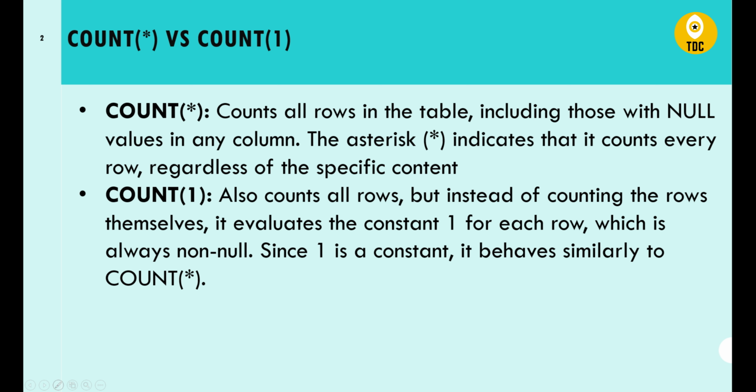So this might sound a little bit confusing, what count of one is doing here and what count of star is doing here. First, let us understand that functionally both are equivalent. That means both return the total number of rows in a table. However, it might be confusing what exactly these are doing internally, right? So let's take a simple example.